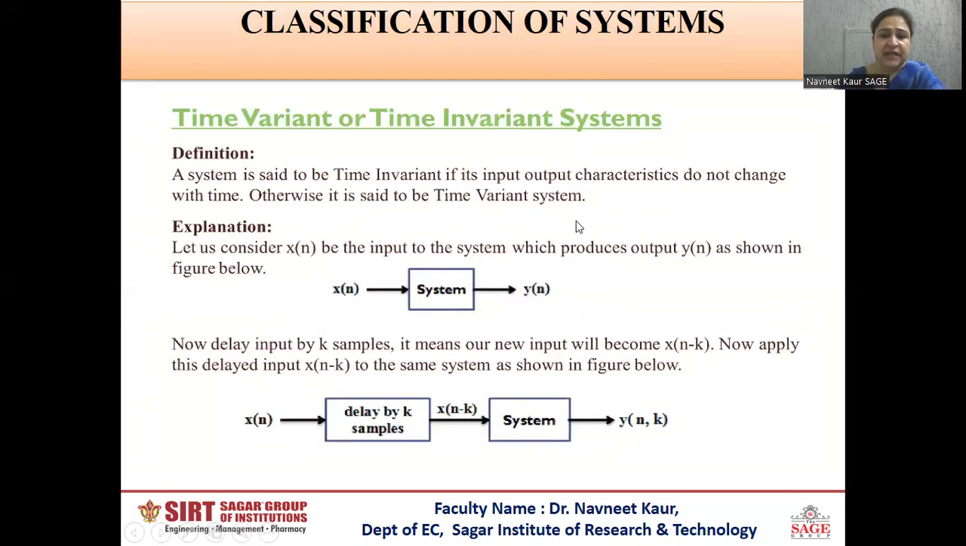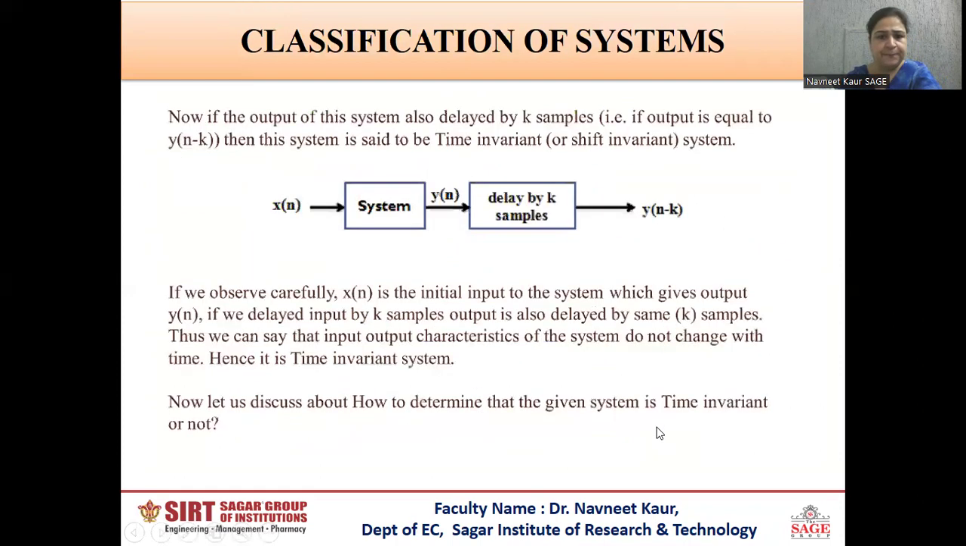Now coming to the next classification, which is time variant or time invariant system. A system is said to be time invariant if its input-output characteristics do not change with time. If it changes with time, then the system is known as a time variant system. Now, let us consider a system in which the input x(n) is given and I get output y(n). Now, if I delay input x(n) by k samples, I get x(n minus k) and I give it to the system. Say the output is y(n, k).